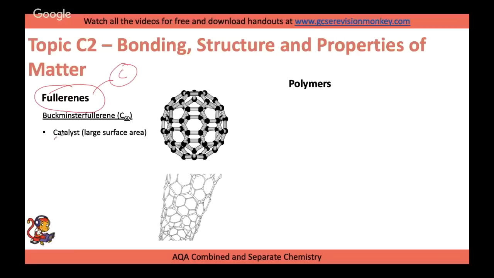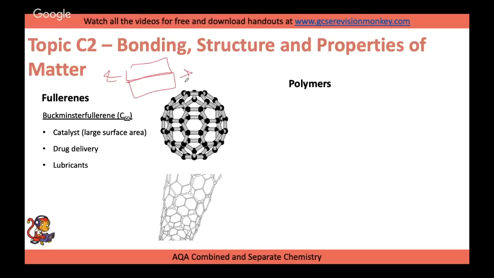And this means it makes a good catalyst because it has a large surface area, in terms of its volume. So really, it would be better to say it has a large, like we've done before in biology, surface area to volume ratio. Is that good for drug delivery because it acts like a cage? You can make this around a particular drug and allow it to transport it around your body. And also it's a good lubricant. So if you had two surfaces that were rubbing together, that would provide a lot of friction.